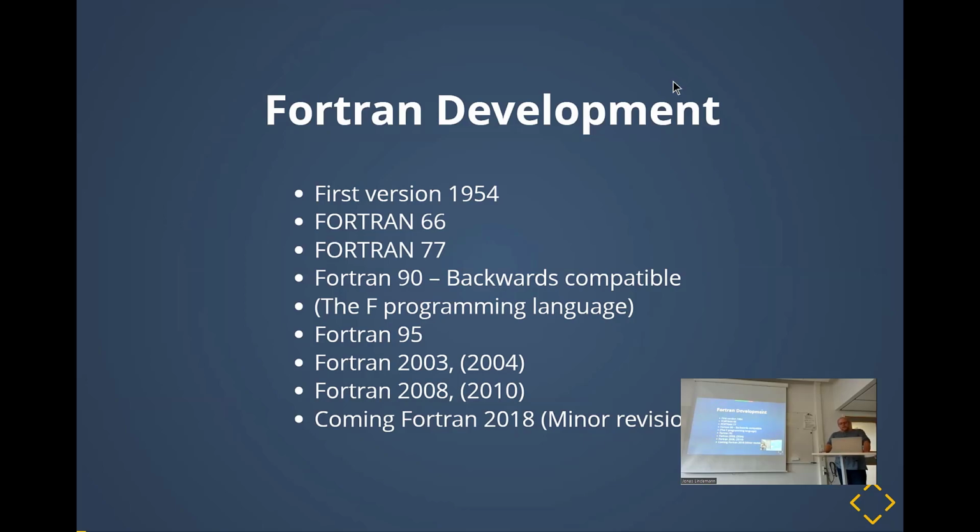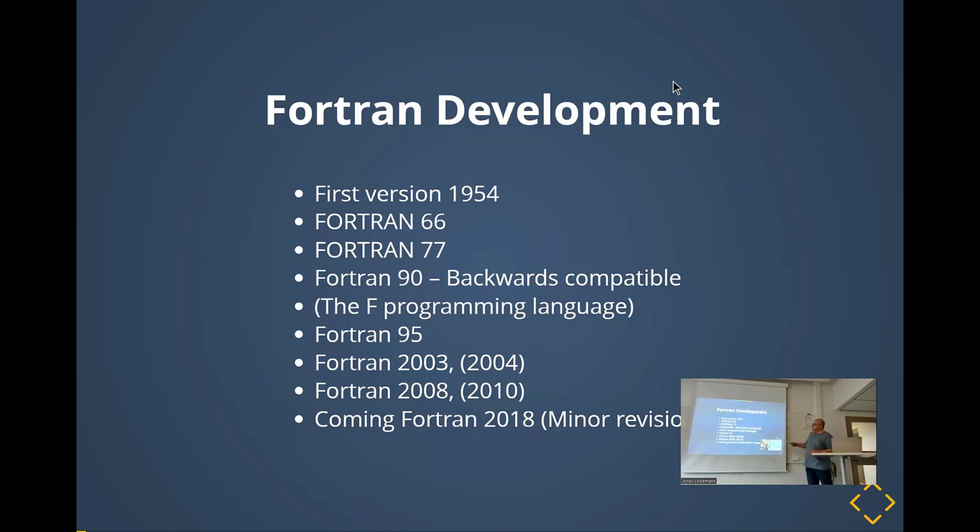It has also been standardized, so an international standard for many years. So there have been multiple standards of Fortran. The first one was actually Fortran 66. Then we have Fortran 77. And then we have a major upgrade to the language in Fortran 90. But it's still completely backwards compatible, which is important.